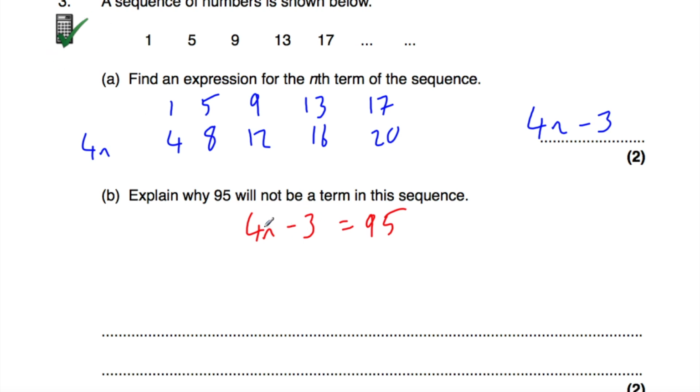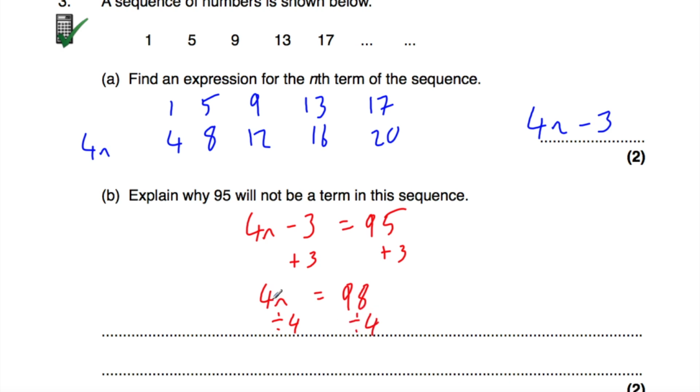So here, we've got 4n minus 3 equals 95. Well, we want to get rid of this minus 3, so let's add 3 to both sides of the equation. So let's add 3, and that gets rid of the minus 3. So then on the left-hand side, we'll be left with 4n, and the right-hand side with 95, and then we're adding 3, so that'll be 98. And now we want to find out what n is. We don't want 4n, so we want to get rid of this times by 4. So we're going to divide by 4 and divide by 4.